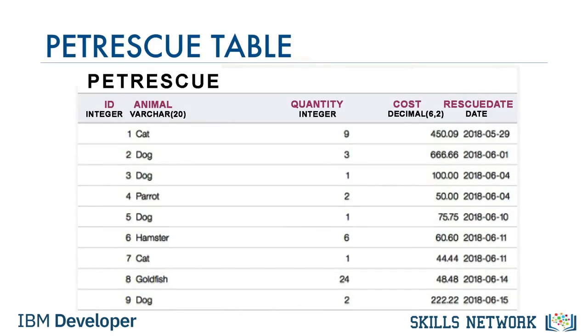For the examples in this lesson, let's consider this pet rescue table in the database for a pet rescue organization. It records rescue transaction details and includes the columns ID, animal, quantity, cost, and rescue date. For the purposes of this lesson, we have populated it with several rows of data as shown here.